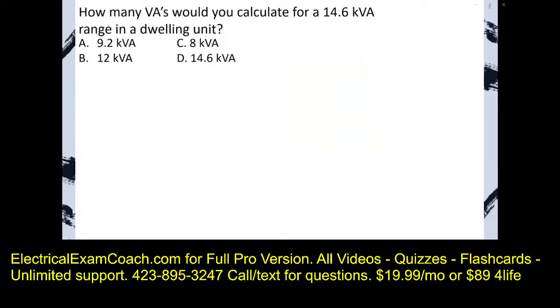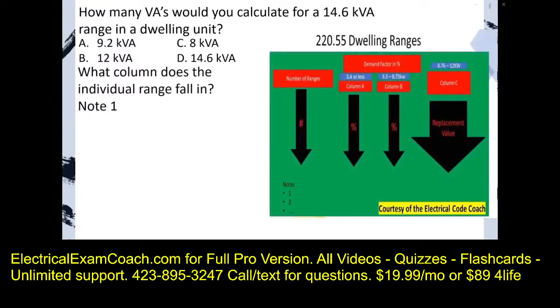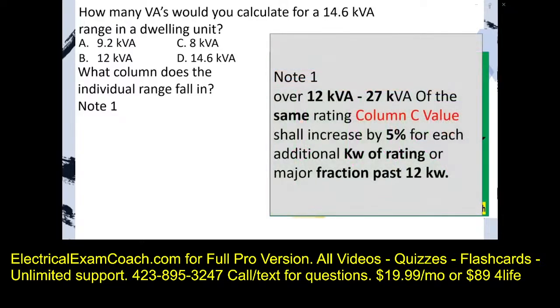How many VAs would you calculate for a 14.6 kVA range in a dwelling unit? Step 1, find out what column our individual range falls in. When we get to column C, we find out that it's only good through 12 kW. When it's over 12 kW, you have to use one of our table notes listed down below the table. In this case, we're going to be using Note 1.